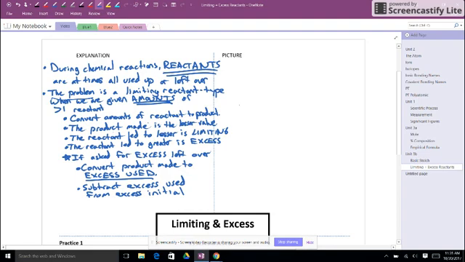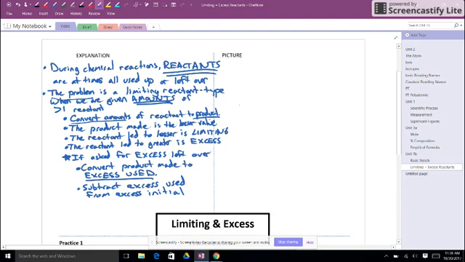When you're given a limiting reactant problem, I want you to follow these steps. First, convert the amounts of the reactant, this could be grams or it could be moles, to the product. And maybe you convert it to the question that's being asked. If it's asking for moles, go to moles. If it's asking for grams, go to grams.